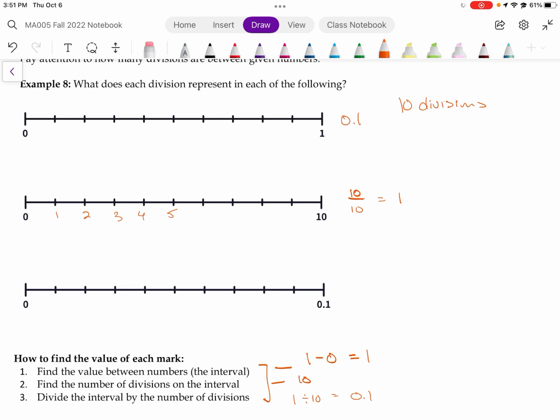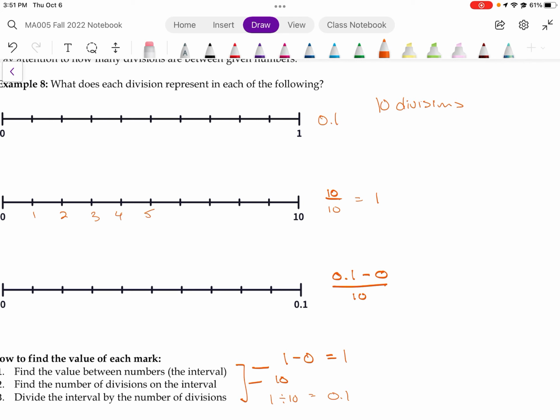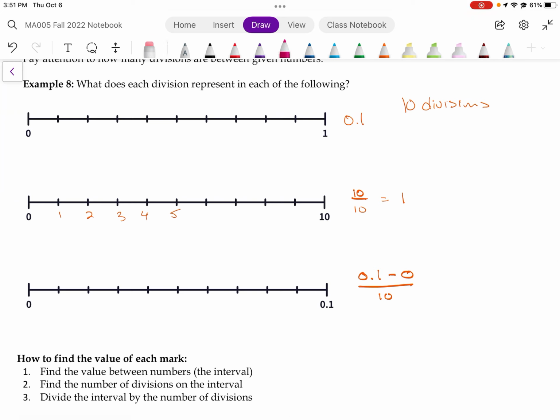All right, the next one represents from 0 right here, to 0.1. All right, so our interval is going to be 0.1 minus 0, divided by the number of intervals, 10. All right, so let's sum this up right here. I'm going to erase some of this mess right down here, and I'm going to sum it up instead. All right, so let's say that this is the interval divided by the number of divisions.